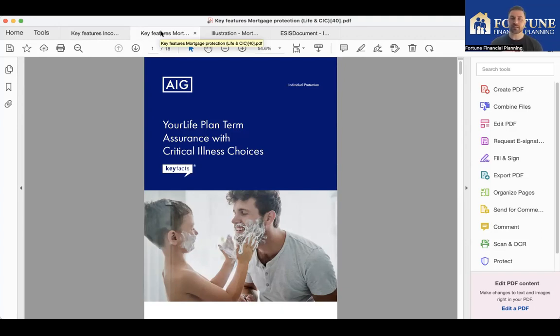Now, C is commitment. The client has a commitment. You, client, Mr. Client, have a commitment to pay your monthly premiums, maintain your monthly premiums month in, month out throughout the years of the plan to ensure that the policy remains in force.